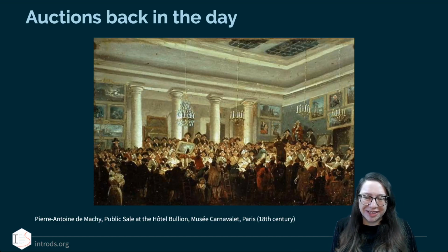Maybe it looked a little more like this. So here is a painting from Paris that's basically depicting an 18th century auction from Paris. So this is probably where our data was collected, basically.